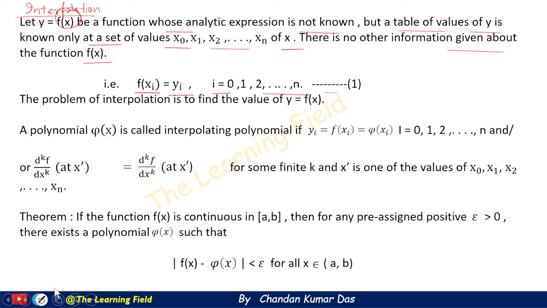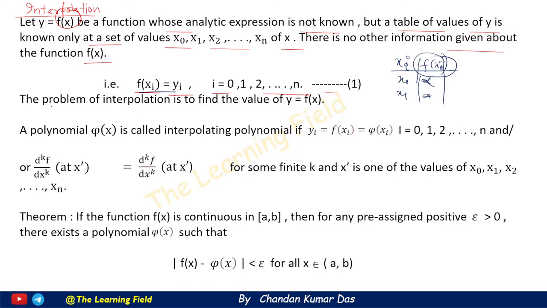we know the values of the function at some points. Suppose at x0 the value f(x0) is given, and at x1 some value is given, but the analytical formula of f(x) is not given. There is no other information given about the function y. That is, f(xi) equal to yi. This is the given information.